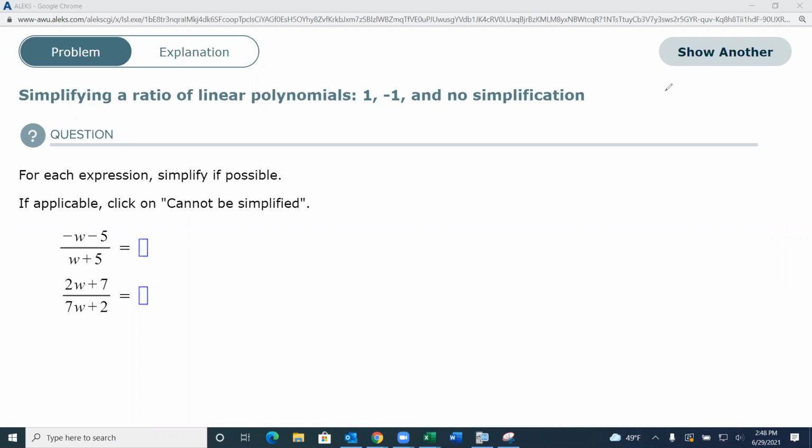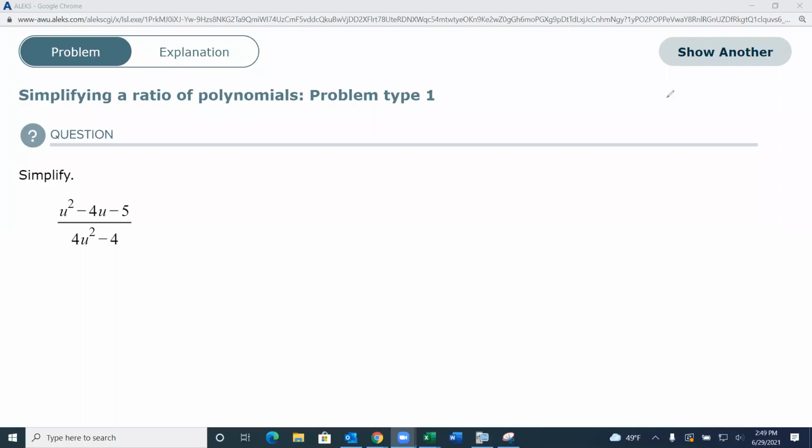But notice, if I factor a -1 out of both terms on the top, I get that. I know I get that because if I take the -1 and multiply it back through, I get what I started with. Okay, so now I can cancel the w plus 5s and I'm just left with -1.